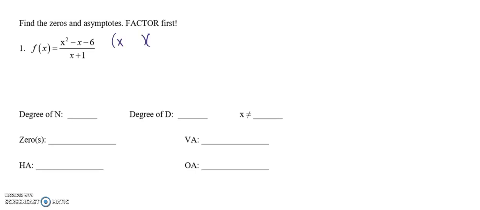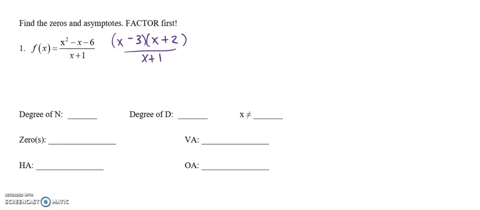How does that factor? Well, we've got an x and an x. Two numbers that multiply to 6, add or subtract to 1. We're going to go with 3 and 2. I need a negative 1, so I need a negative 3 plus 2. And then that is divided by x plus 1. So that's the factored version.